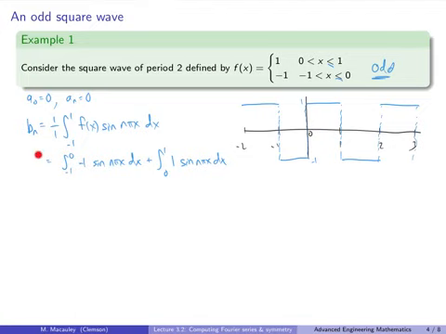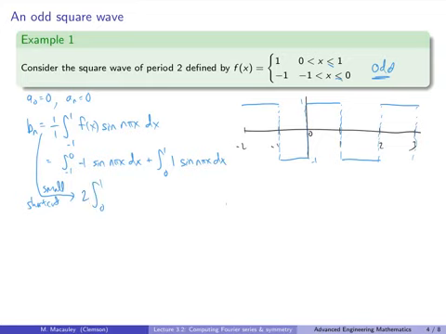Or, here's a better way to do this. Oops, let me get my pen back. I'm going to use my small shortcut and say, hey, this function is odd. If I want to integrate it from -1 to 1, all I need to do is integrate it from 0 to 1 and double it.